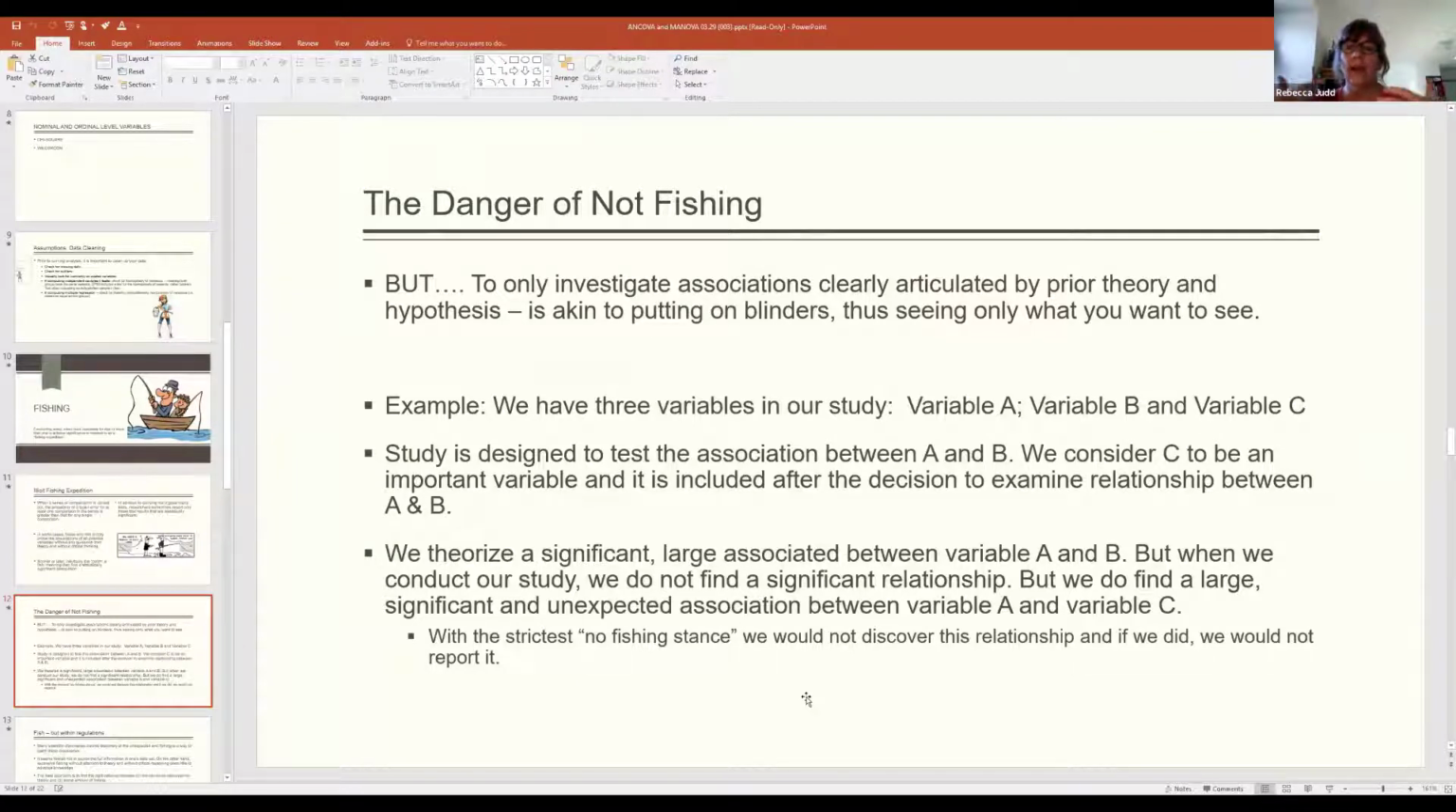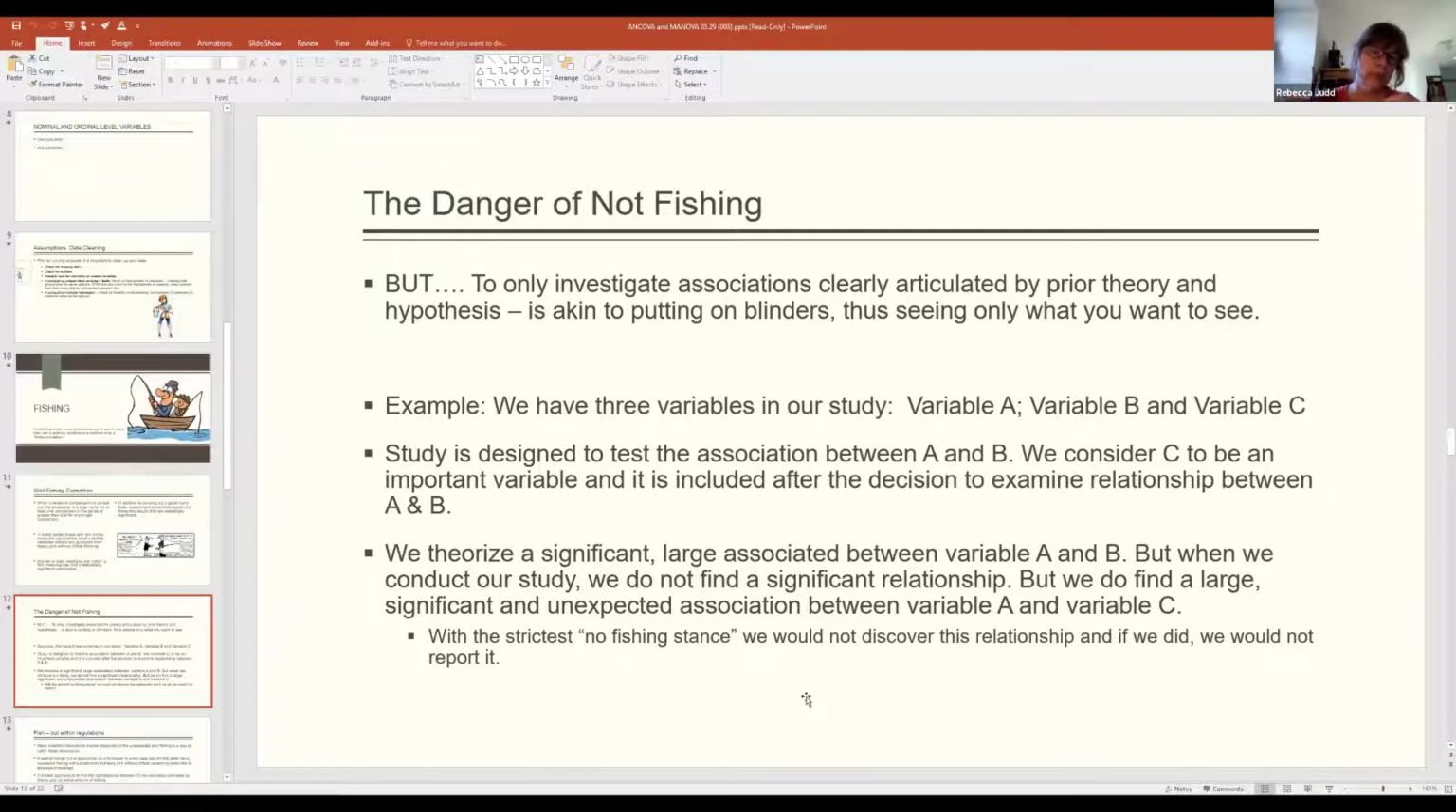We may have 3 variables in our study, like I put here, A, B, and C. We're looking at the association between A and B, and we hypothesize that it's actually going to be a strong positive association or whatever. When we get it, it's not significant. But then we turn around and we get an unexpected association between A and C that we didn't expect. That can tell us a lot of things, and that can also direct us to doing another study, or it can direct us in a different direction.